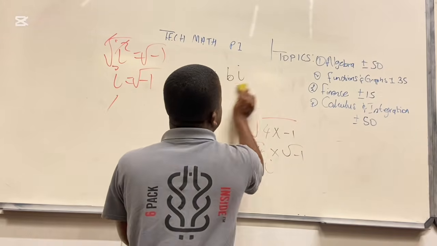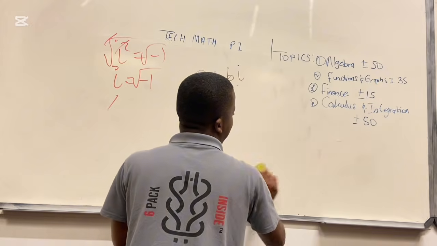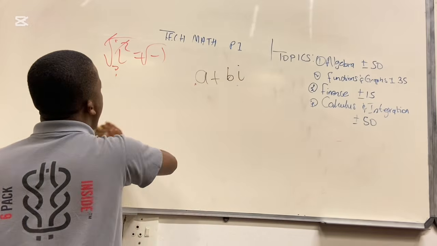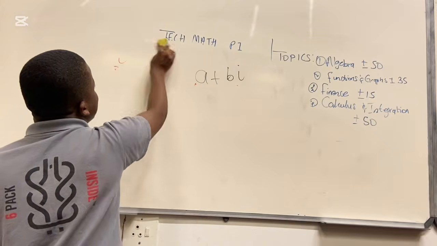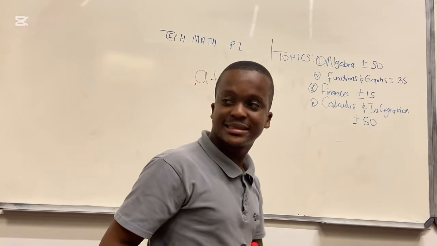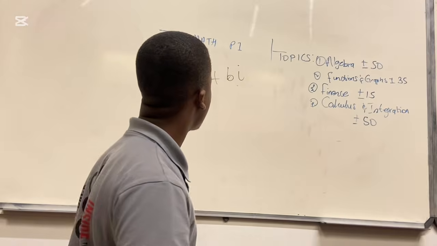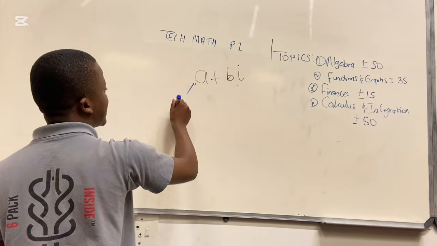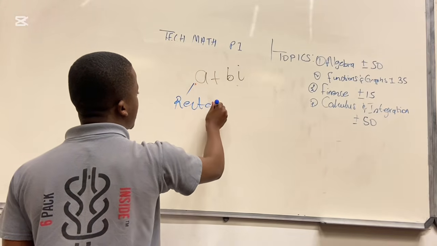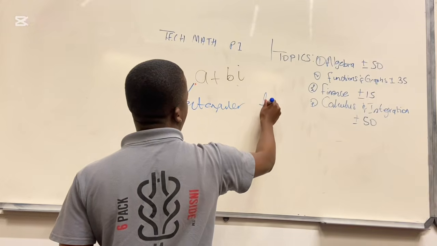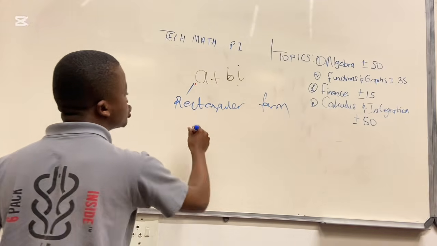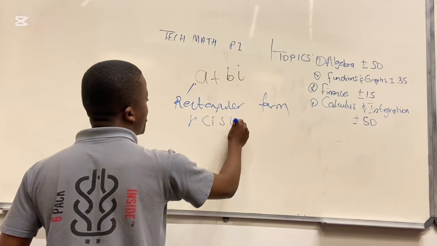Now, there are so many forms of representing your complex numbers. This is in rectangular form. There's also r cis theta.